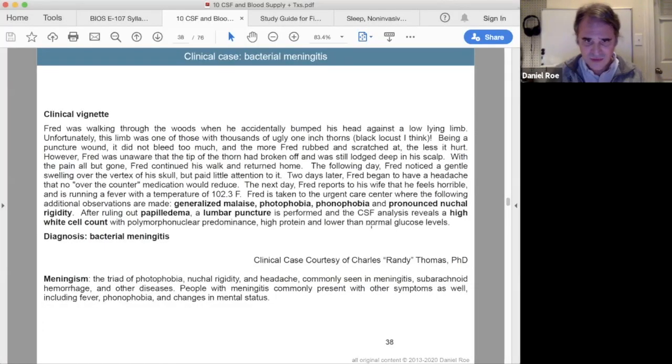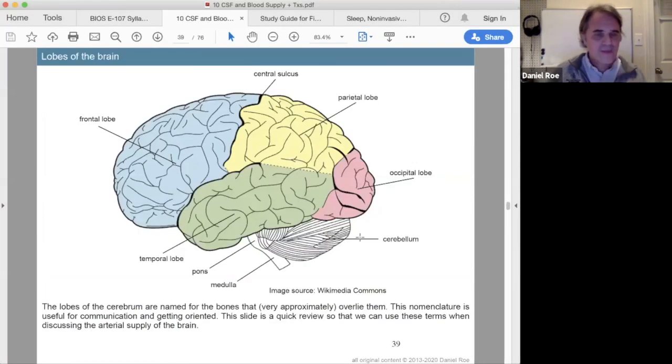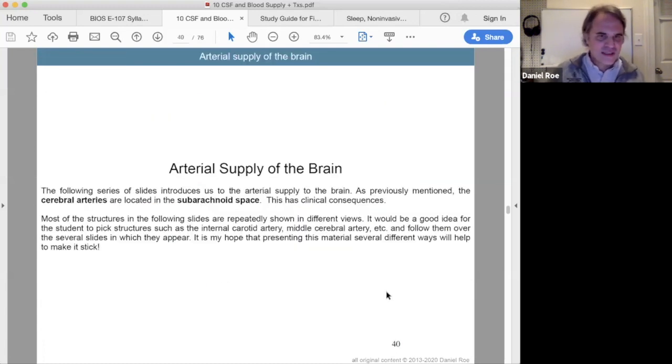So going forward, this is a reference slide. You're quite familiar with all of this by now. Frontal, parietal, occipital, temporal lobe, no problem. So let's talk a little bit about the arterial supply of the brain. The following series of slides introduces us to the arterial supply to the brain. And as previously mentioned, the cerebral arteries are located in the subarachnoid space. This has clinical consequences like for subarachnoid hemorrhage.